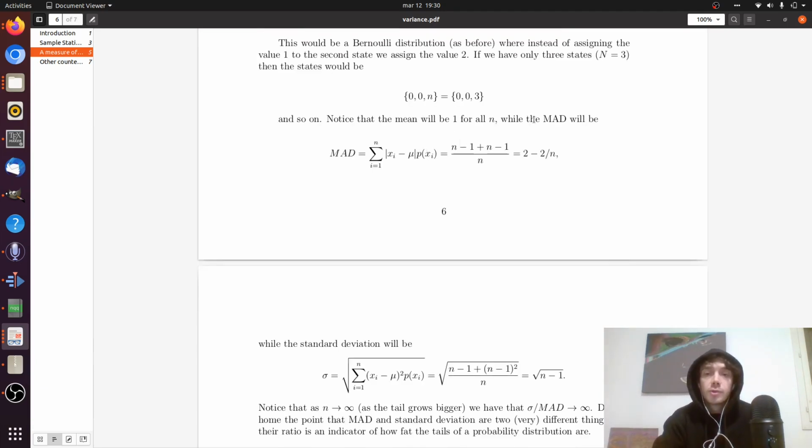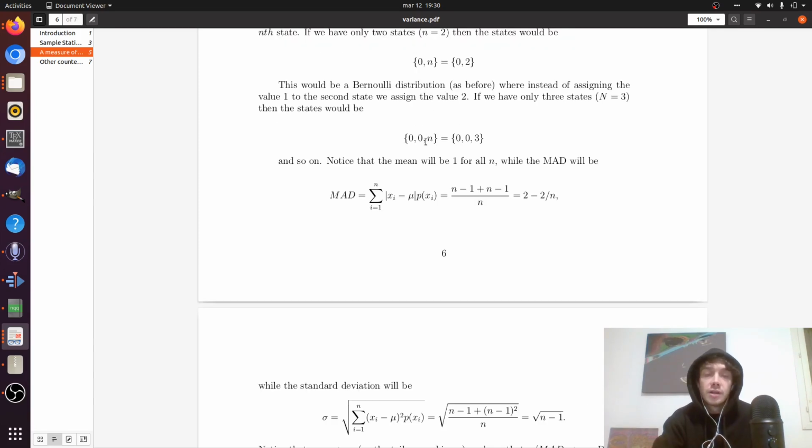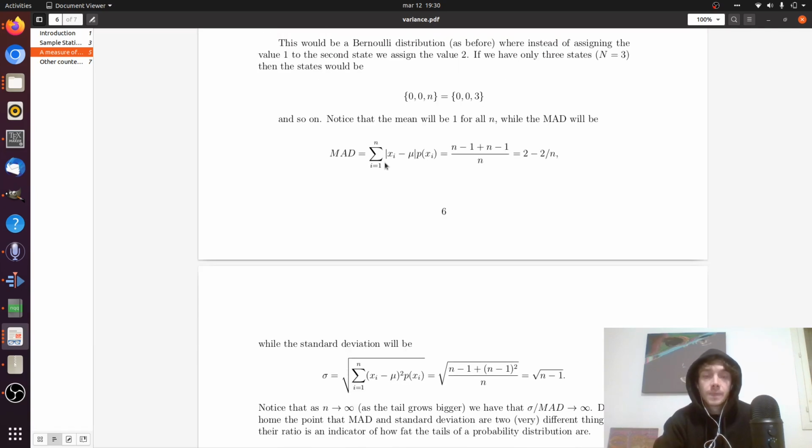Okay. So if we want to compute the mean absolute deviation now of the nth distribution we are constructing, then this is just a definition. So what would we do? We notice that for the first n-1 terms of this summation, this xi is going to be equal to 0. The mean we said is equal to 1. So here we're going to be summing n-1 ones.